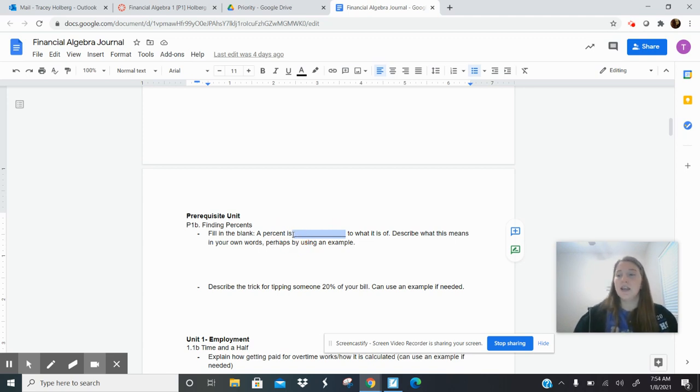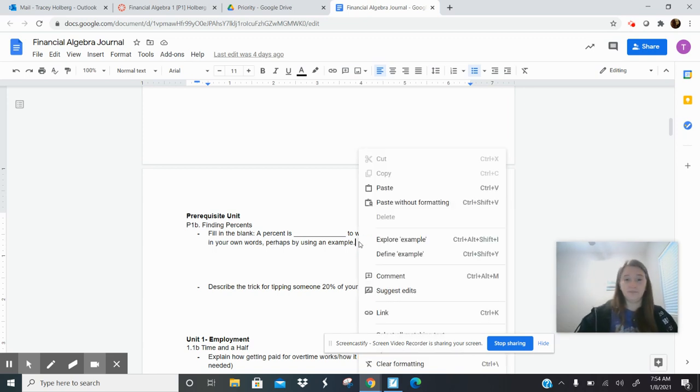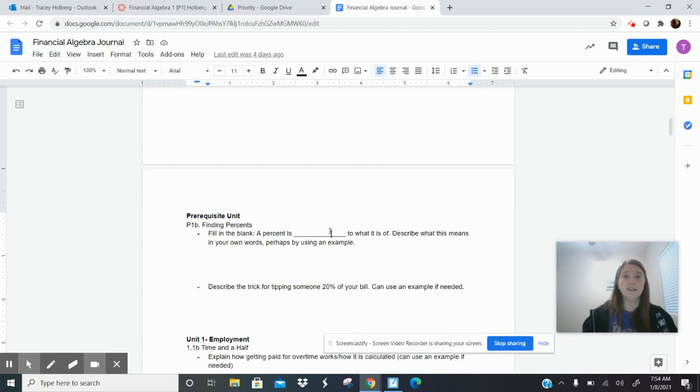What it means is it's dependent on. How much a percent actually represents is dependent on what it is of. Now, I want you to describe what this means in your own words, perhaps by using an example. We talked about this a lot yesterday: oh, I have 8%, oh, you have 2%. Well, that doesn't give us enough information. So write a sentence about what information we need to know in order to actually find what the percent really is, how much money is usually the case. Write a sentence so that you understand that connection.